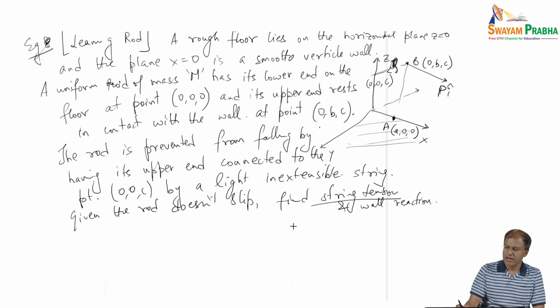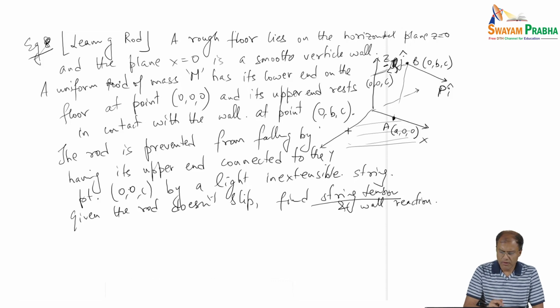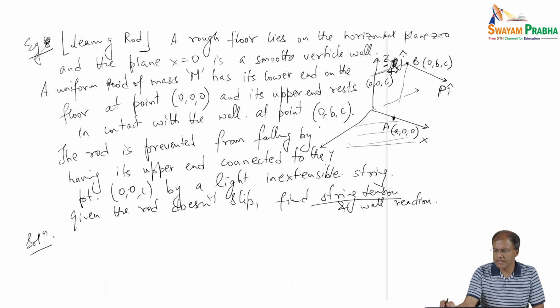So P i hat, and the Q will be along the j hat direction, the tension. So this is minus Q j hat, which is along the opposite direction as the rod is going to fall, let's say forward. Again, we don't know which one is forward and which one is backward. We are just showing it for the sake of the diagram. The math of the problem will correct the sign accordingly. So we have to find P, the wall normal reaction, and Q, the string tension.